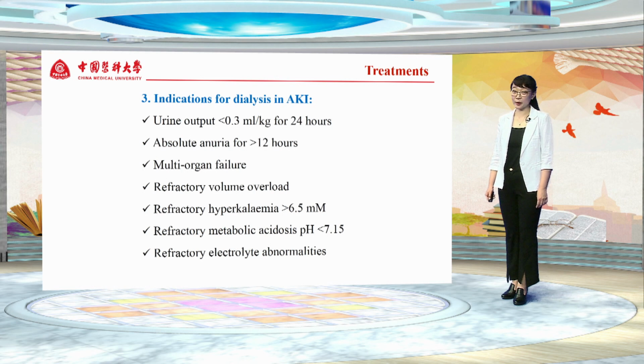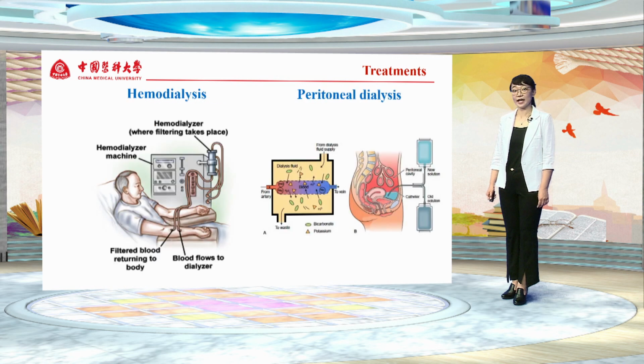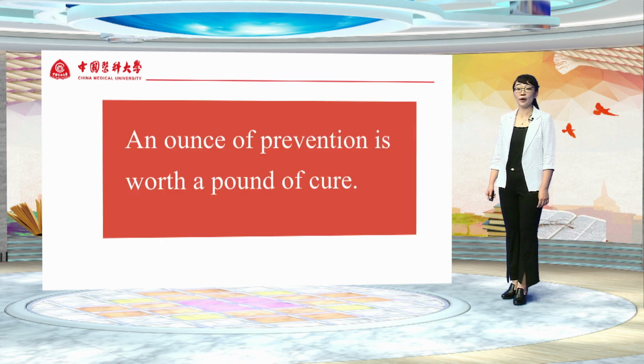For the third principle, here are the indicators for dialysis. The dialysis includes hemodialysis and peritoneal dialysis. Although these treatments may help patients to some extent, remember, an ounce of prevention is worth a pound of cure. Avoid the causes of AKI. Prevention is the ultimate goal.